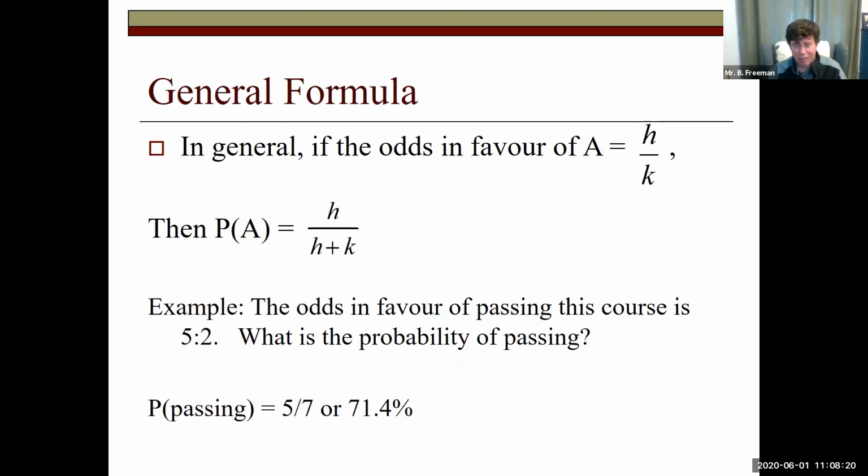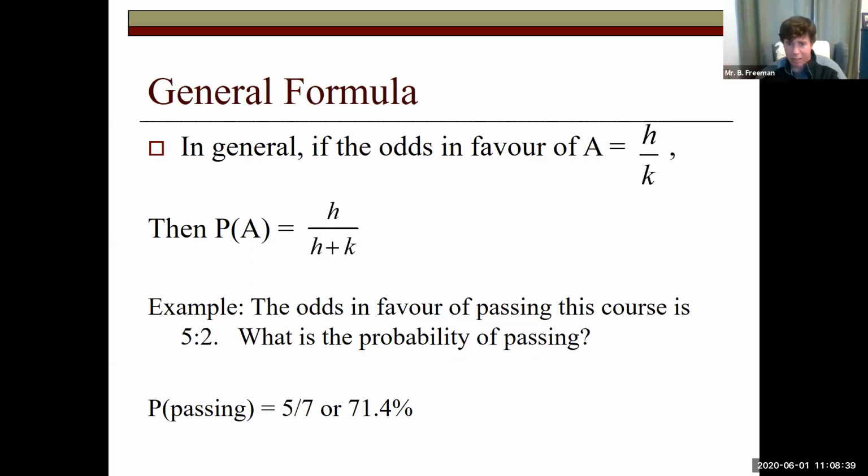As an example, if the odds in favor of passing this course are 5-2, what is the probability of passing? I think the odds of passing at this point are much better. Most people have dropped out of management by this point if they don't think they're going to pass. But the odds in favor of passing of 5-2 mean that for every 7 students that are there, 5 will pass and 2 will likely fail.